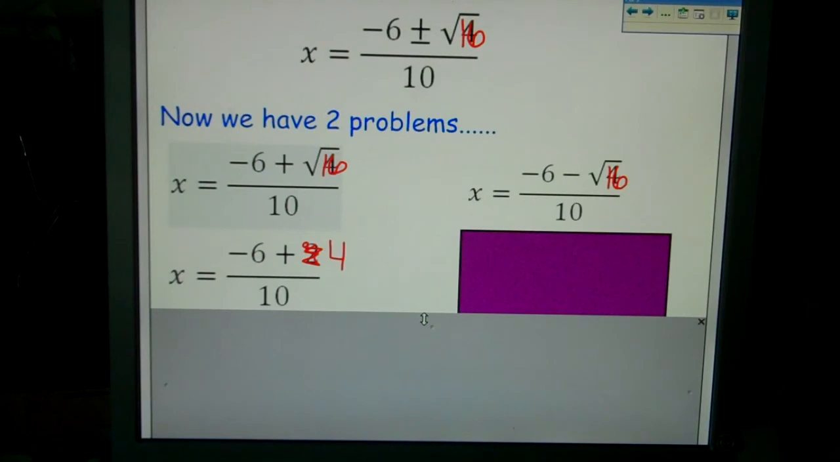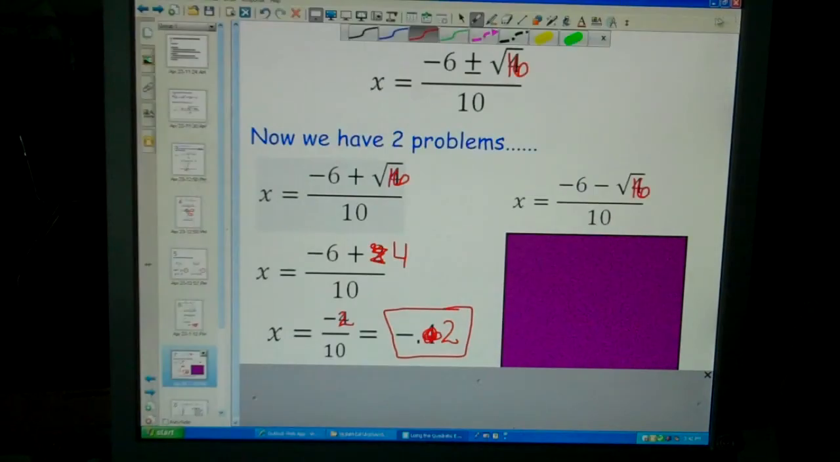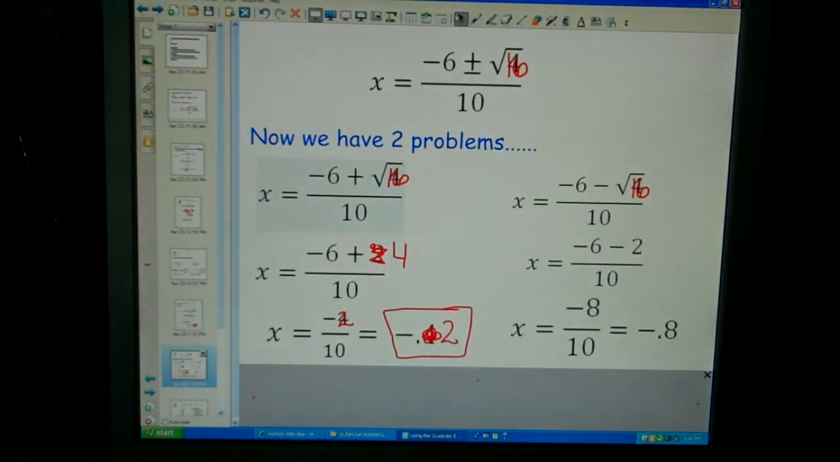Now you go ahead and solve it because I got some mistakes to fix. You solve it. Negative 6 plus 4 is negative 2. And that's going to make that, I could leave it as a fraction, but I'm going to put it as a decimal. Negative 0.2. That's one intercept right there. You find the other. You go ahead and pause it. I'm going to fix my mistake. Okay? So you go ahead and do that right now.